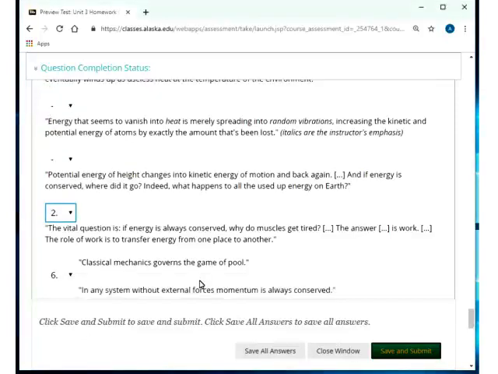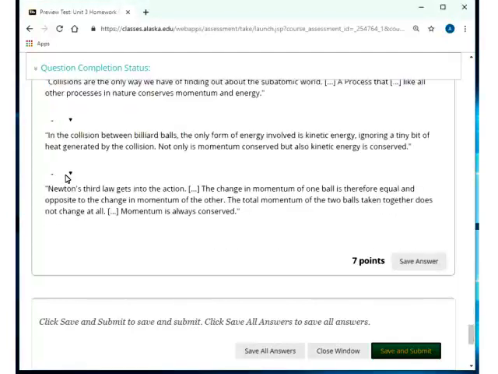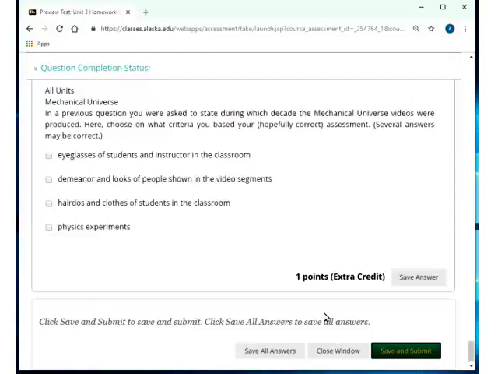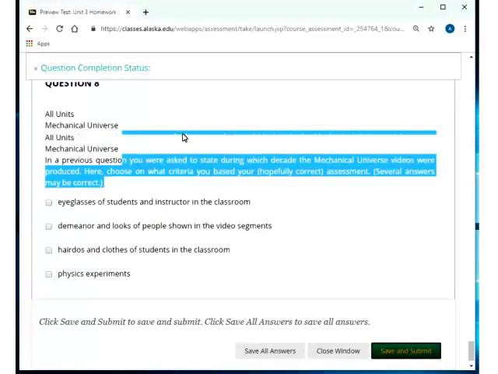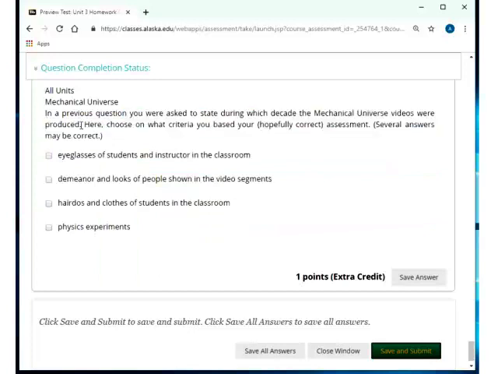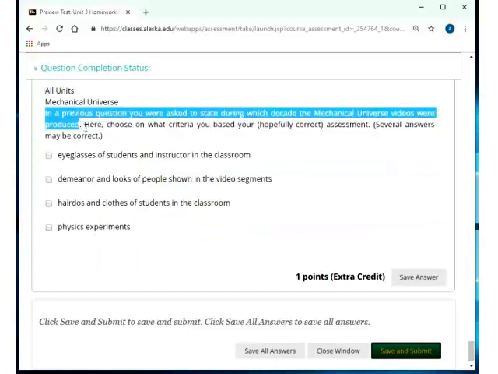And the seventh quote here, if I'm not mistaken, is going to be Newton's third law. Gets into the action and so on. But you still would have to watch these. And the last one is, well, in the previous question, I think it's an extra credit one. The previous question you were asked, during which decade the mechanical universe was filmed, you probably answered 1980s.